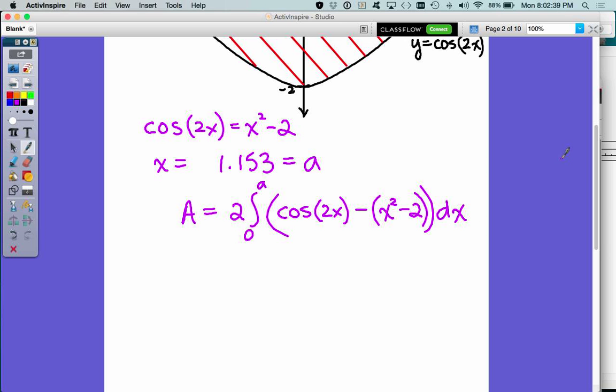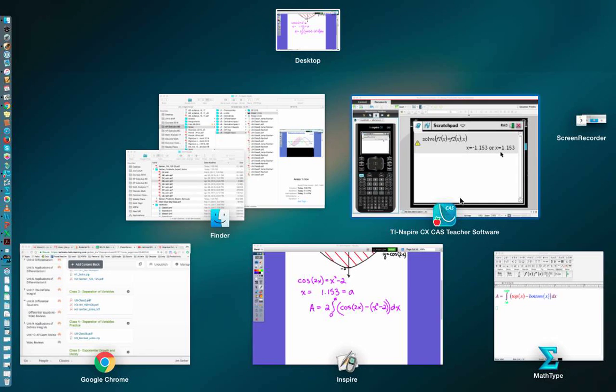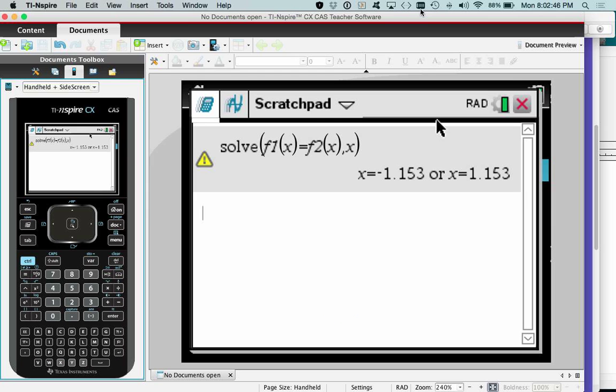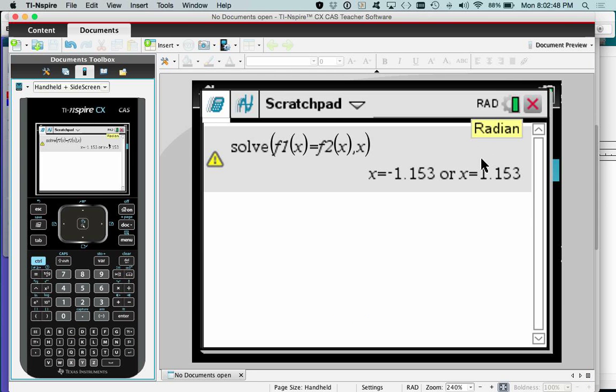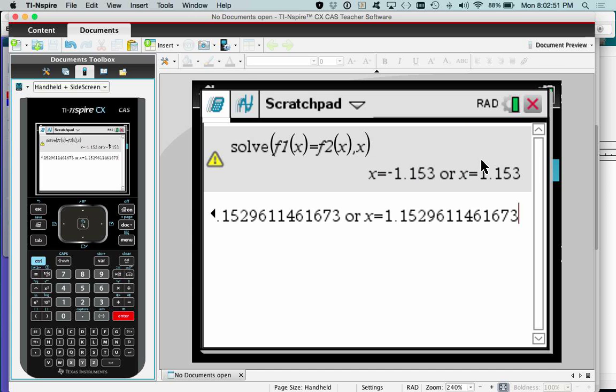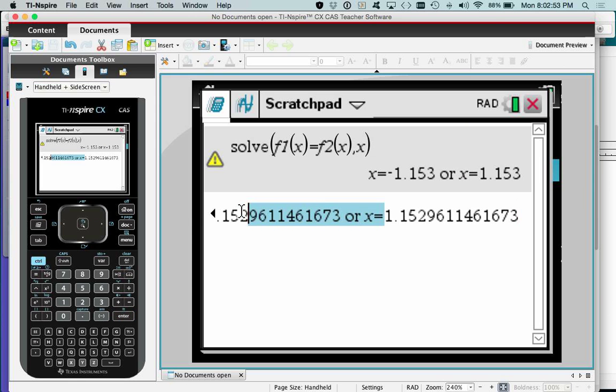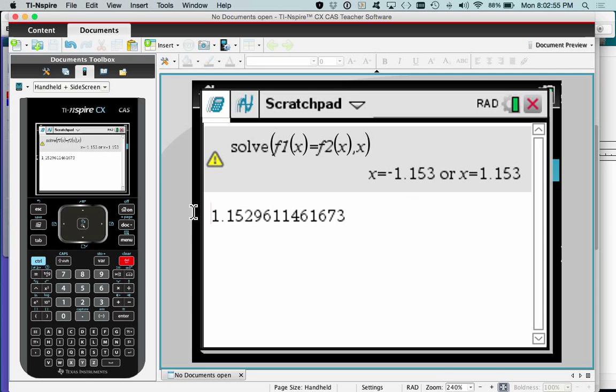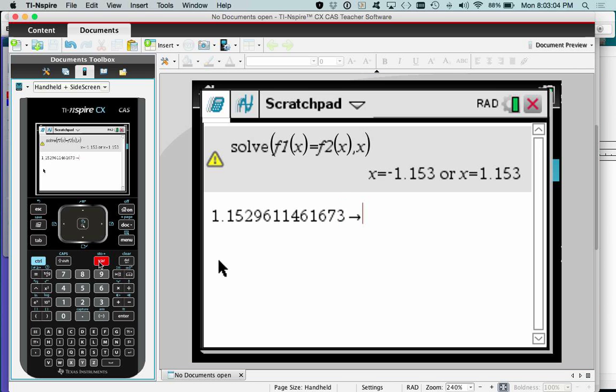So I go back to my calculator screen. And I say, well, first of all, I want to take this 1.153 number and store it into A. So I'm going to get rid of all of this stuff. And I'm going to tell the calculator to take this number. And I'm going to keep all of these decimal places because I need to be that accurate. If I truncate this after 3 decimal places, I might not get the right answer. So I'm going to store that into A. And now the calculator knows that that's what A is.